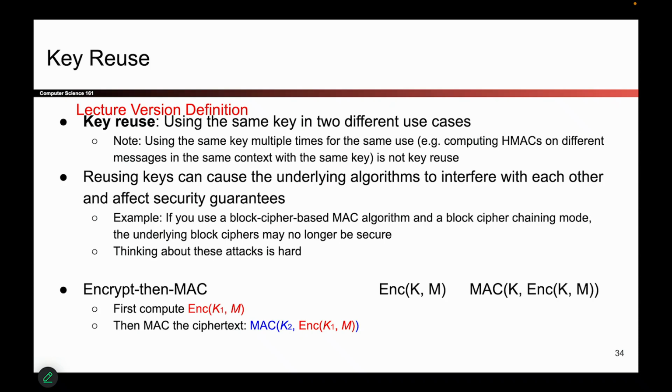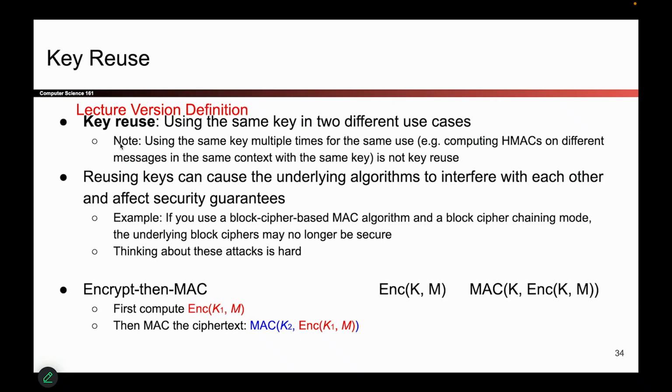So this is better. We should always use two keys because it means we don't have to think as hard. You can use one key if you want, but then you're going to have to think really hard about attacks and prove to yourself that these schemes don't interfere with each other. Sometimes they don't and you're OK. Sometimes they do. I don't want to have to think about that, so I'll be safe and use two keys anytime I have two different schemes.